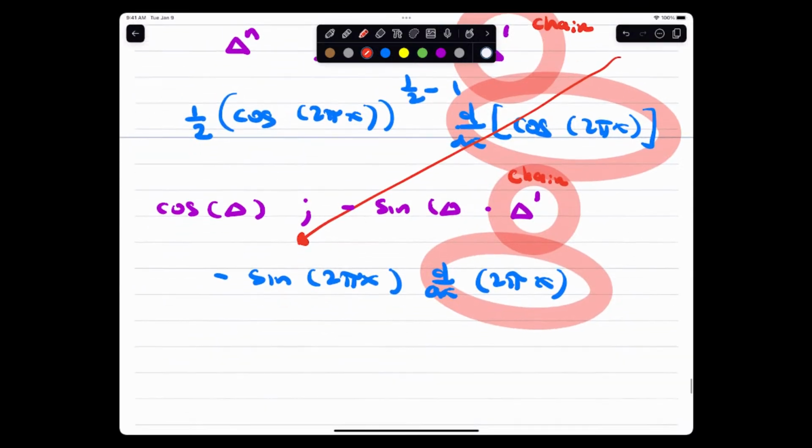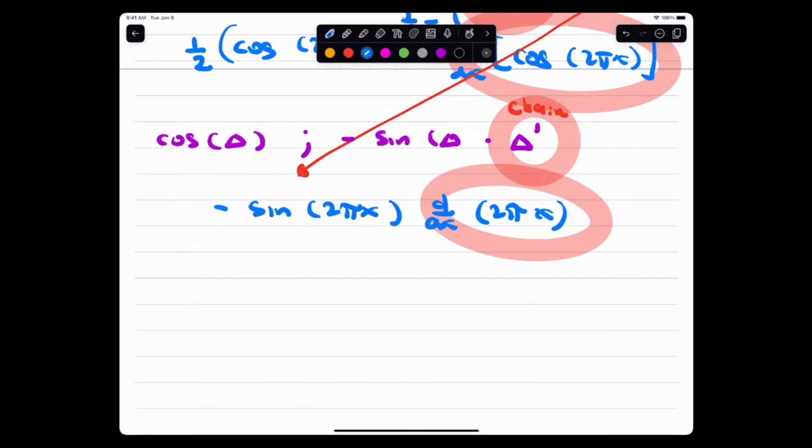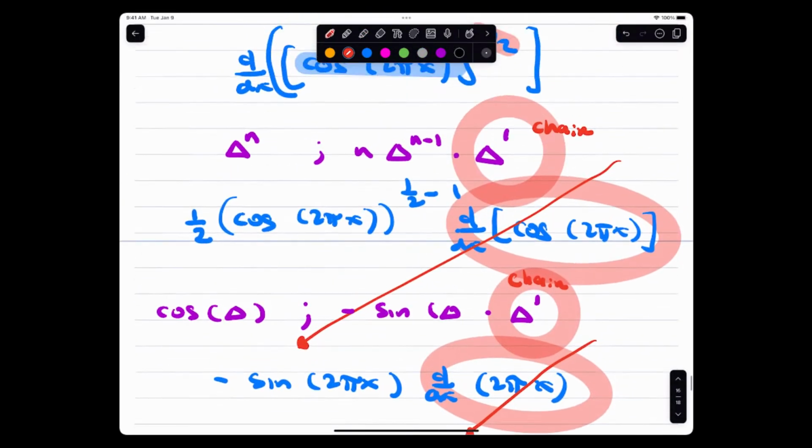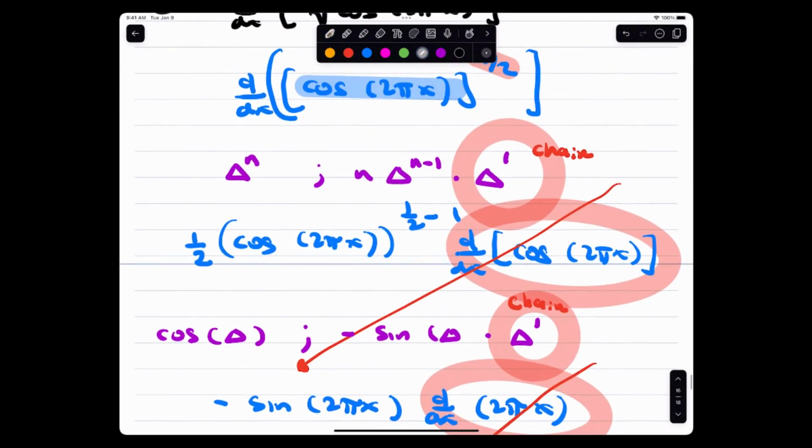You're differentiating cosine 2 pi x. So now, what's the derivative of this 2 pi x? You guys know that's going to be what? 2 pi. But don't forget everything that you have here. Don't forget we have this portion here. I'm going to go back to highlighters. I have this component, not to forget.